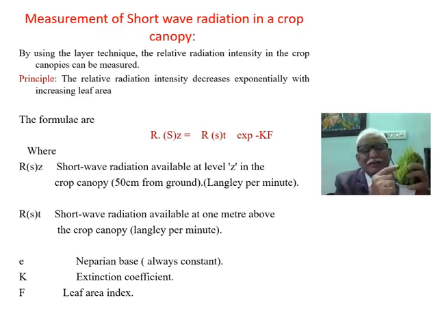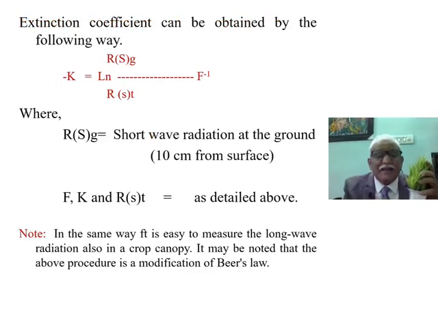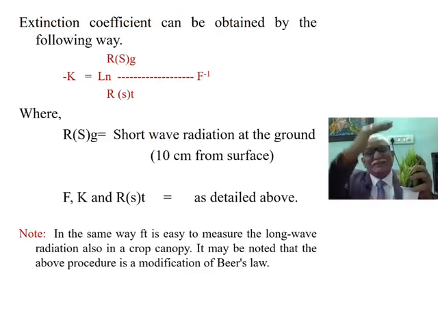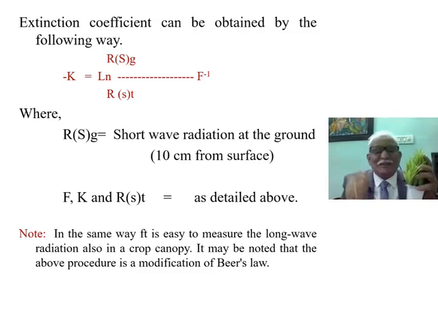RSZ is the short wave radiation available at level Z. RST is the short wave radiation available at 1 meter above the crop. E is the Neperian base exponential. K is the extinction coefficient, F is the leaf area index. What is K? K can be obtained from the log of RSG, the radiation at ground level, and RST, as a function of leaf area.